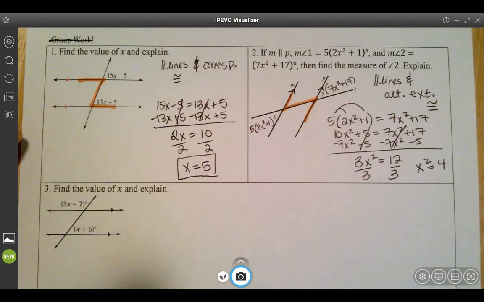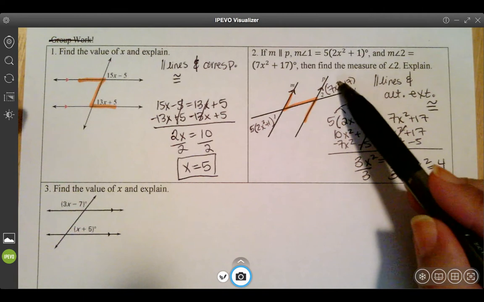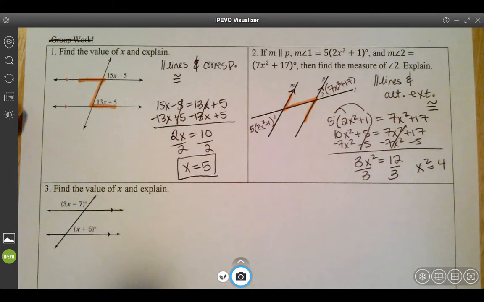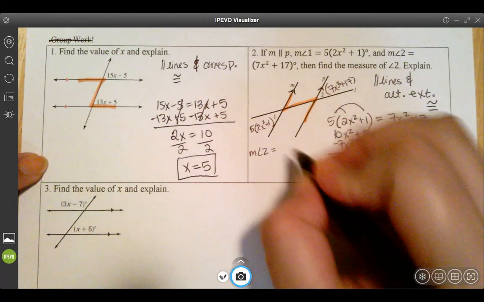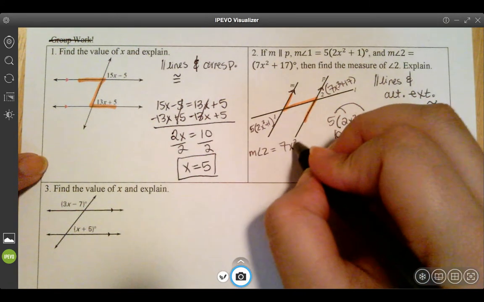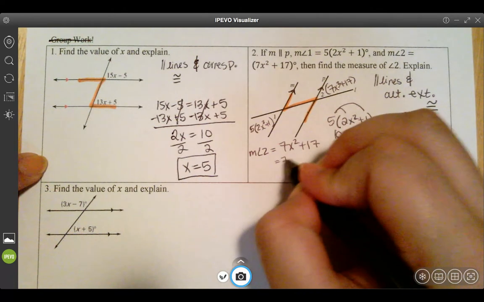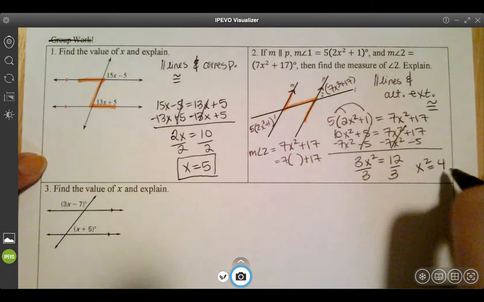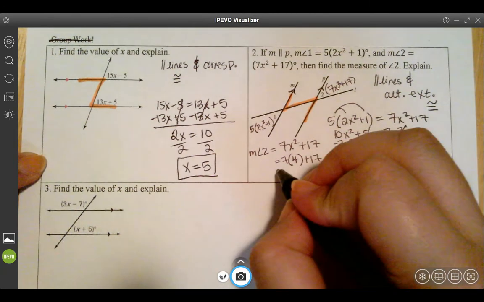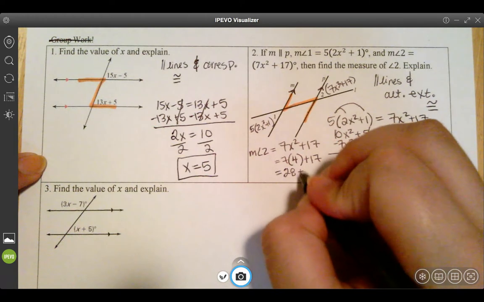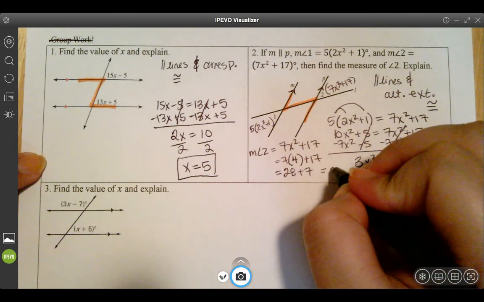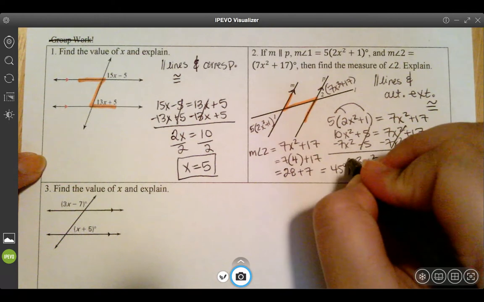Now notice it's not asking for the value of x. This is find the measure of angle 2. In order to find the measure of angle 2, I can substitute x squared. I don't actually need the value of x. And so we can say the measure of angle 2 equals 7x squared plus 17. And we're going to replace the whole x squared with 4. 7 times 4 is 28 plus 17 equals 45 degrees.